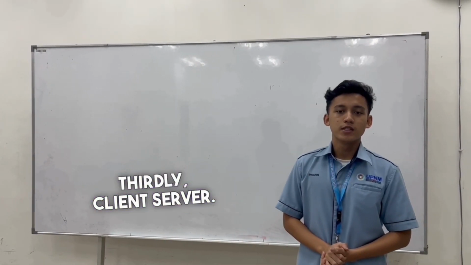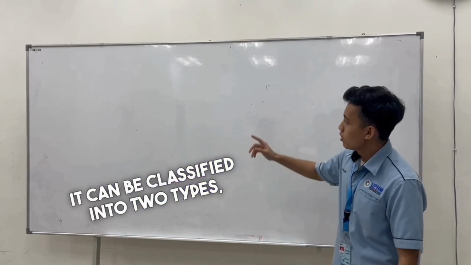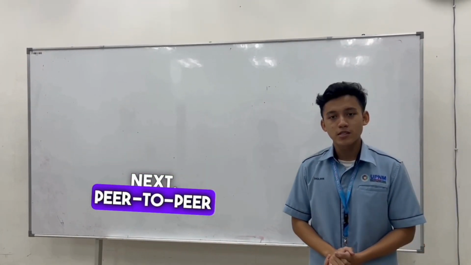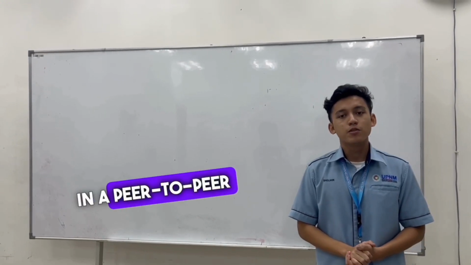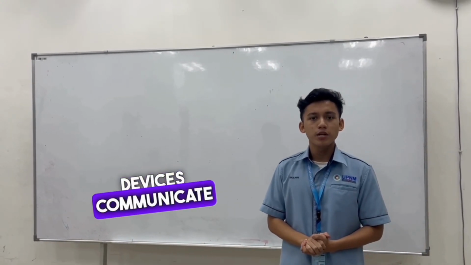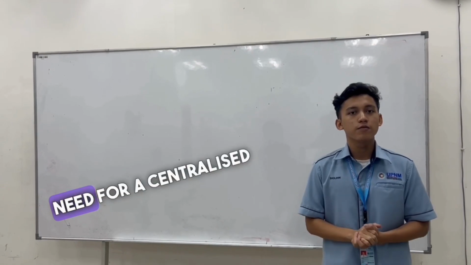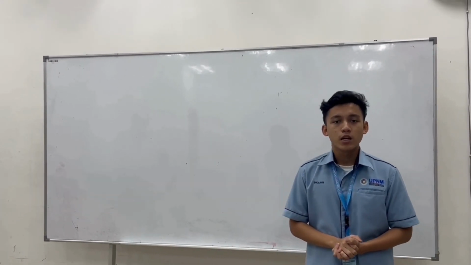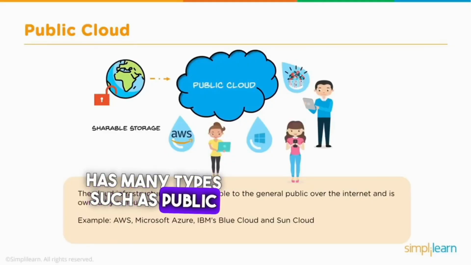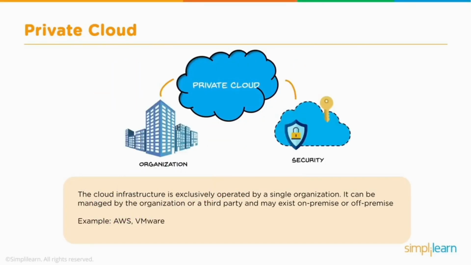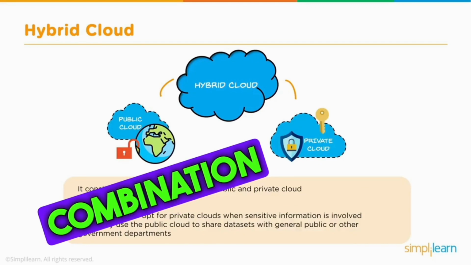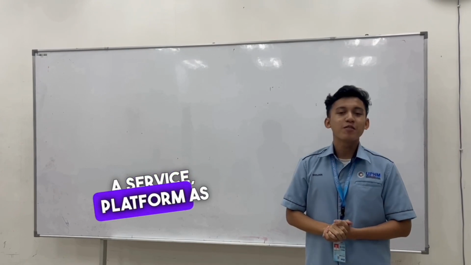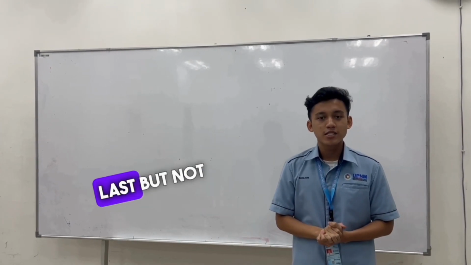Thirdly, client server. It can be classified into 2 types: compute server system and file server system. Next, peer-to-peer system. In a peer-to-peer environment, devices communicate directly with each other without the need for a centralized server. Cloud computing is the 5th environment. Cloud computing has many types such as public cloud, private cloud, hybrid cloud, which is a combination of both clouds, software as a service, platform as a service, and infrastructure as a service.